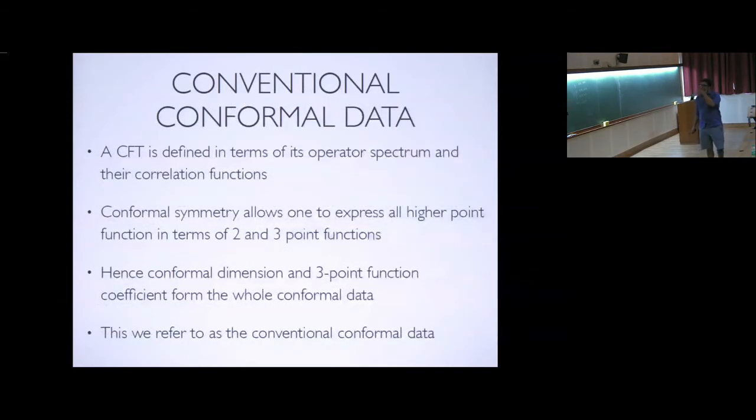So how is it usually defined? The CFT, as you know, is defined in terms of its spectrum of local operators and their correlation functions, and conformal symmetry allows you to compute higher point correlation functions using just 2 and 3 point functions. And these 2 and 3 point functions, we usually call them the conformal data because the rest is fixed in terms of them. Of course, such data has a constraint, that is, those are the infinitely many crossing equations that the 2 and 3 point functions obey.